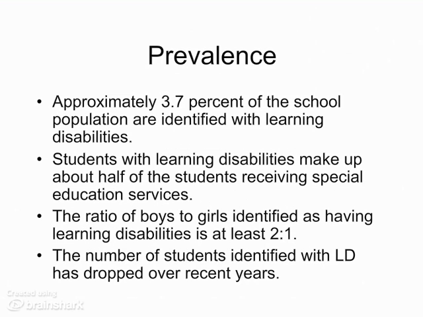Approximately 3.7% of the school population are identified with learning disabilities. Thus, learning disabilities is the highest incidence of disabilities of all the categories. Students with learning disabilities make up about half of the students receiving special education services. And again, the ratio of boys to girls identified as having learning disabilities is at least 2 to 1.